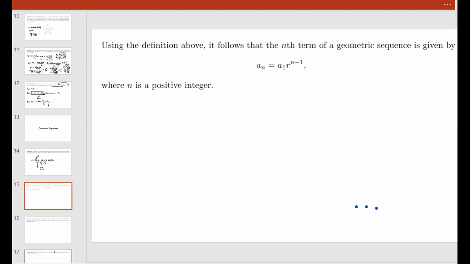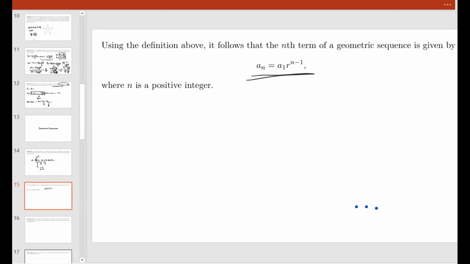So using the definition above, it follows that the nth term of a geometric sequence is given by this equation. An is equal to a1 times r to the n minus 1. So basically, to find the nth term of the geometric sequence, we take the first term and multiply that by the common ratio raised to the n minus 1 power.